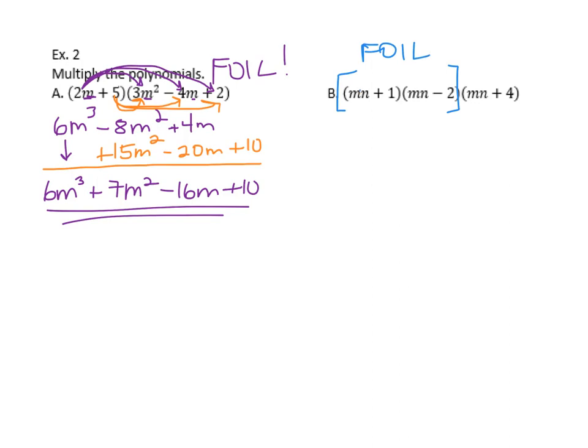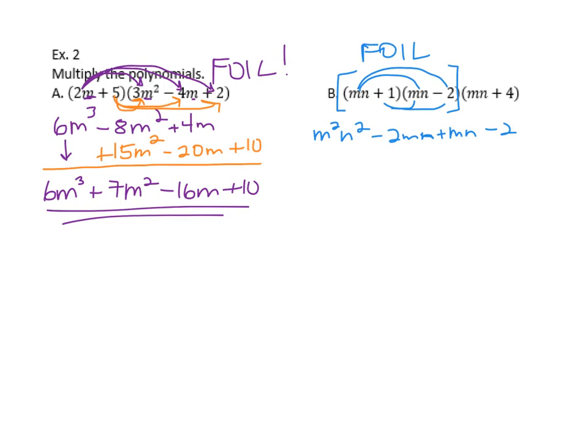If I take mn times another mn, both exponents go up to 2. That would become m squared n squared. And then if I multiply the outside, mn times negative 2 is negative 2mn. The insides, 1 times mn is 1mn. And then 1 times negative 2, negative 2.